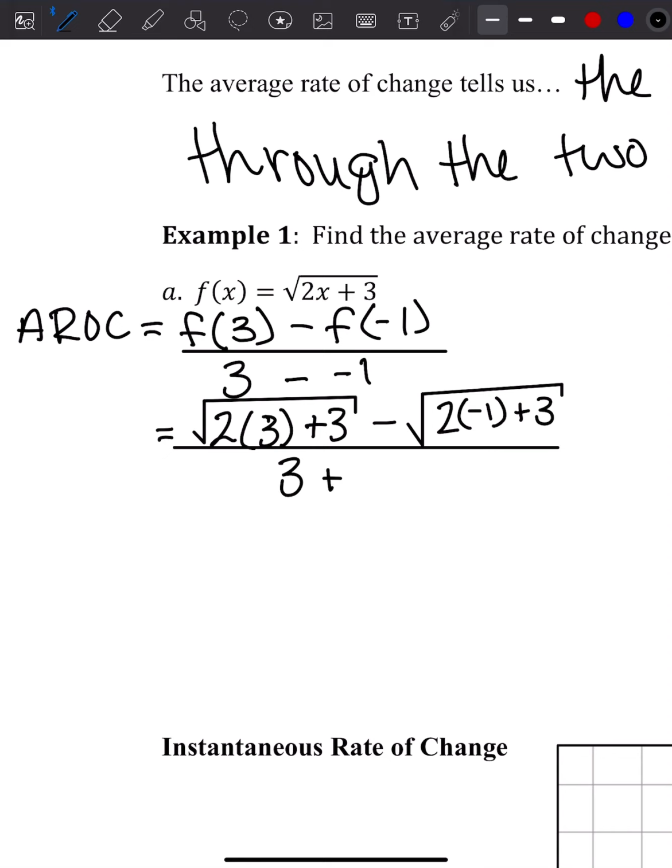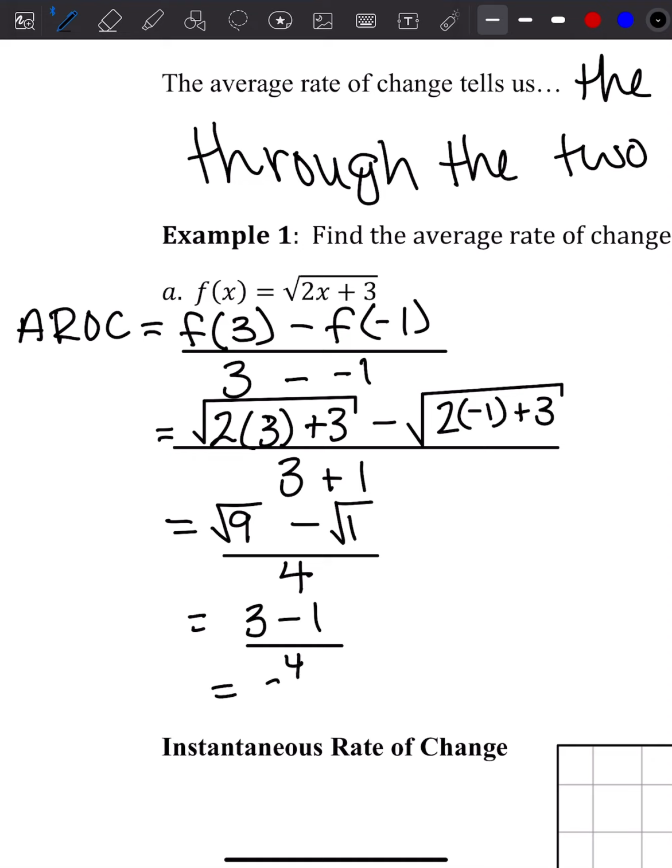Three minus -1 turns to 3 plus 1. Okay, so 2 times 3 is 6. 6 plus 3 is 9. 2 times -1 is -2, plus 3 is 1. So we have the square root of 9 divided by the square root of 1 divided by 4. The square root of 9 is 3. Square root of 1 is 1. We have 3 minus 1, 2 over 4, or 1/2. So the average rate of change of f of x on the interval -1 to 3 is 1/2.